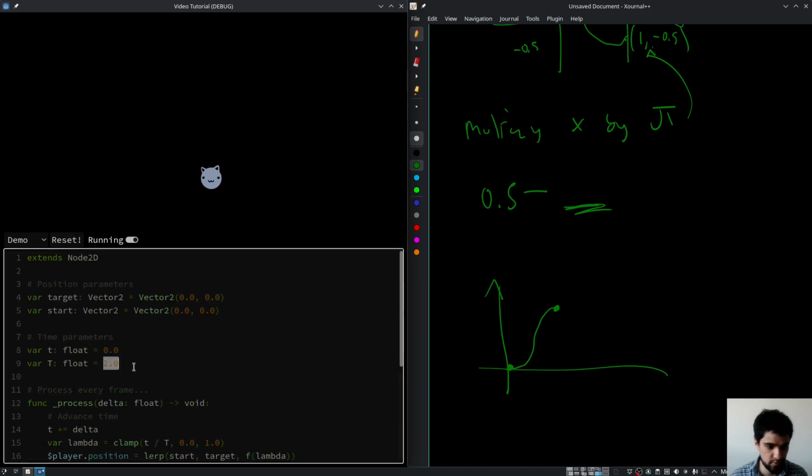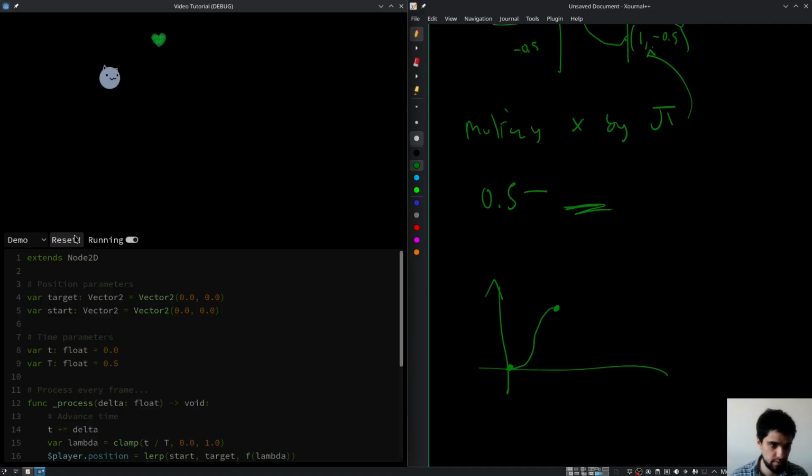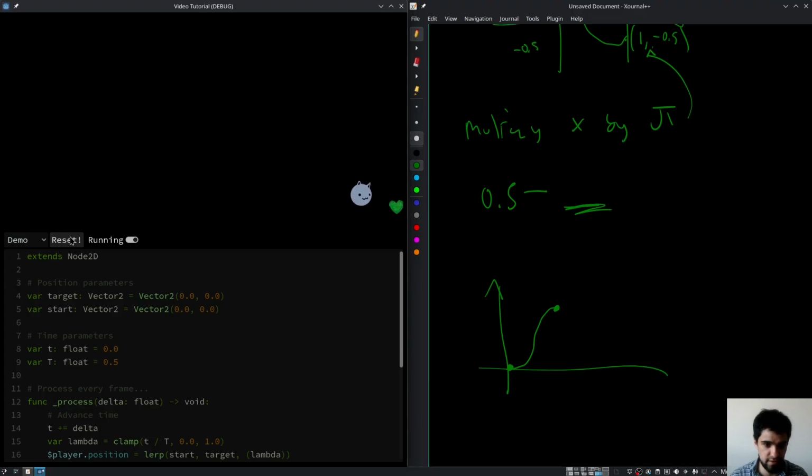Okay, and that can also work quite nicely if we're moving a bit faster. As you can see, it speeds up, but then slows down as it reaches a point. And it's slightly less jarring than if we just do the lambda, because then it just instantly speeds up and instantly slows down.